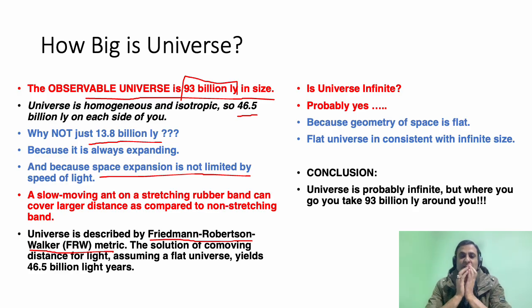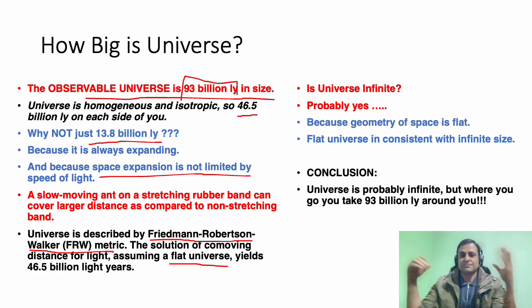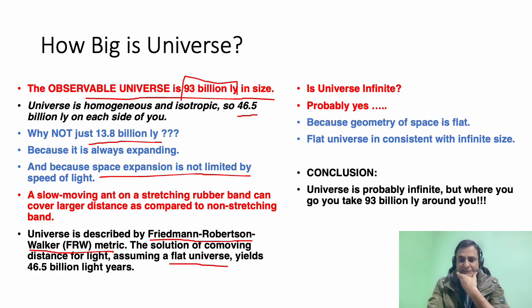But then you can only solve the case if you assume a cosmological model, and the current cosmological model is a flat universe. Assuming a flat universe, you can solve the metric for light, and you will find that in 13.8 billion years, the light can actually go up to 93 billion light years.